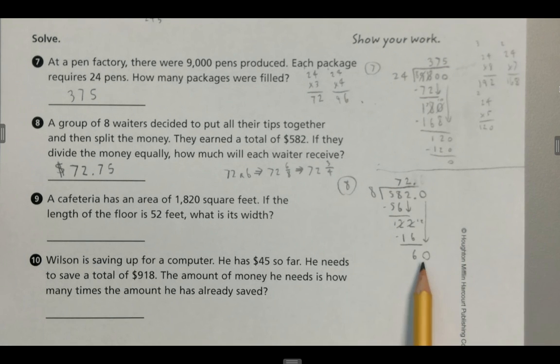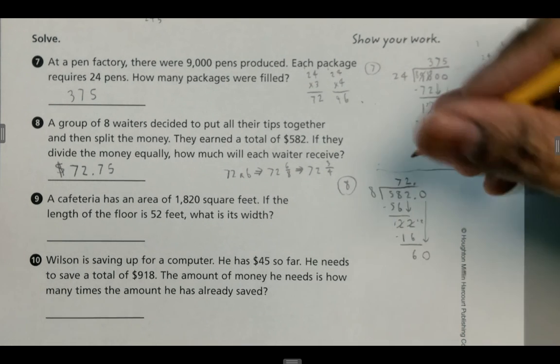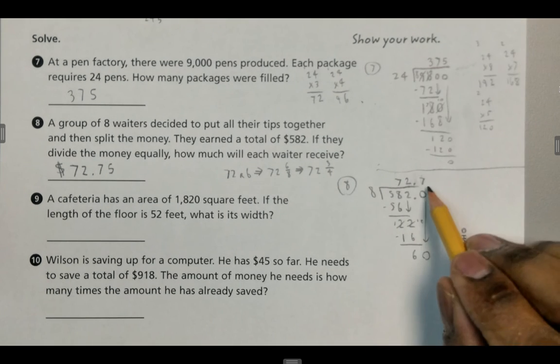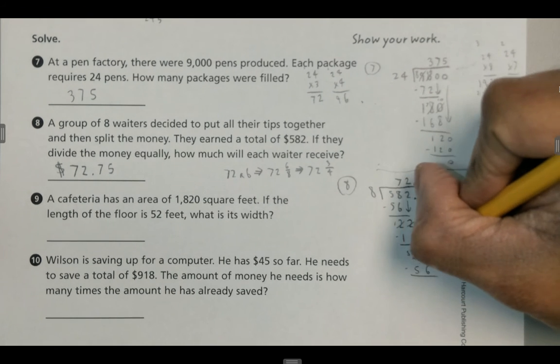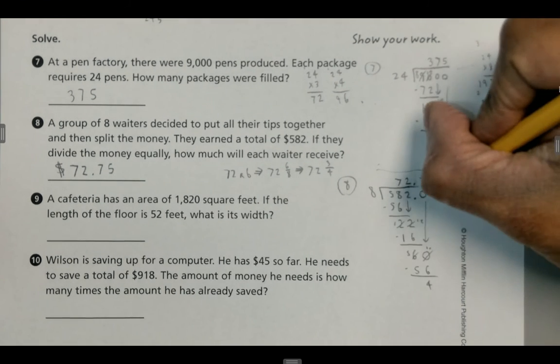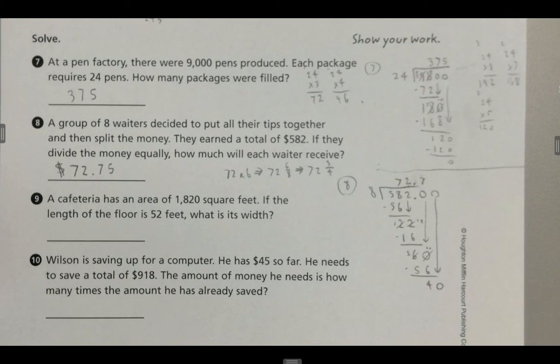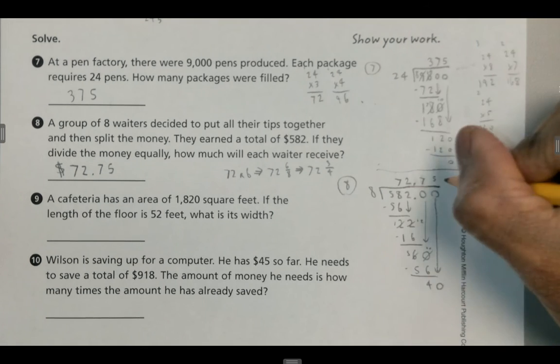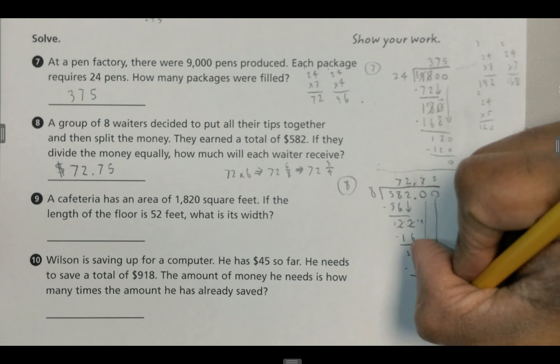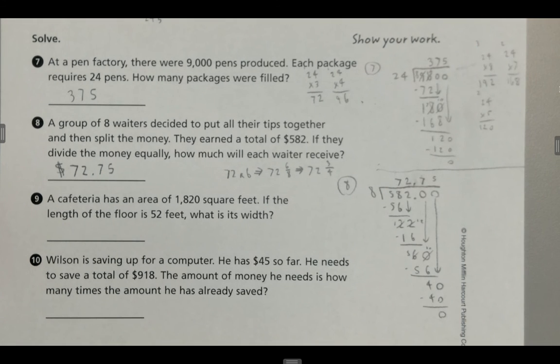Now I'm going to find how many times does 8 go into 60? 7. 8 times 7, 56. 10 minus 6 is 4. Add another 0. Bring it down. How many times does 8 go into 40? 5. 8 times 5, 40. Now, clean answer. Nothing left over, nothing to bring down. And it checks out with what we had previously determined, $72.75.